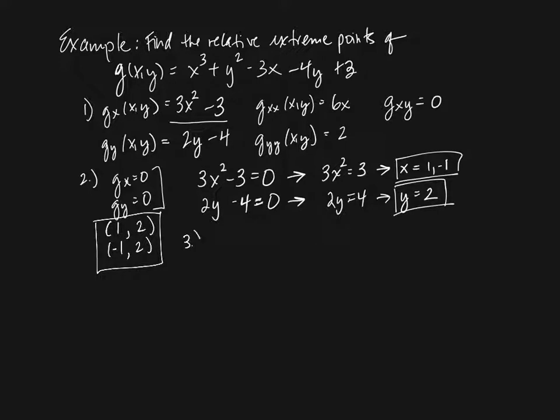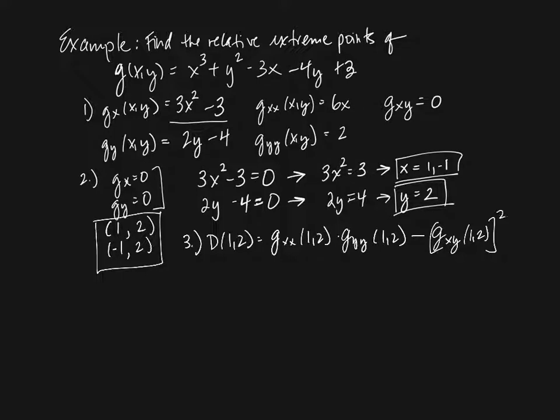So I'm going to give myself a little bit of room here. So d of 1 comma 2 is the second partial with respect to x of 1 comma 2 times the second partial with respect to y of 1 comma 2, minus the mixed, oops, these should be g's, not f's. This is the function g, we're not using function f. Sorry, let me fix that up for you. All right, so g xx, g yy, and g xy at 1 comma 2, quantity squared.